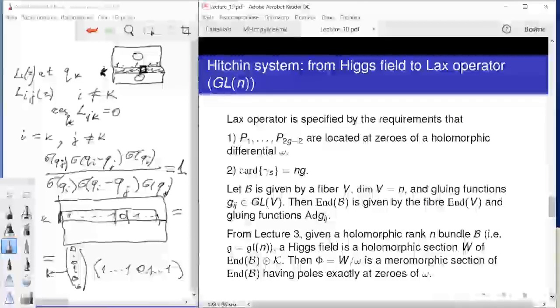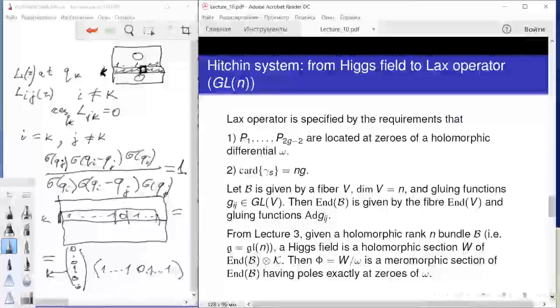How is it related to the classical definition via Higgs fields, which I started with in explaining the Hitchin systems in the beginning of this semester? I must connect somehow this Lax operator to Higgs fields. Let me recall something of Higgs fields.